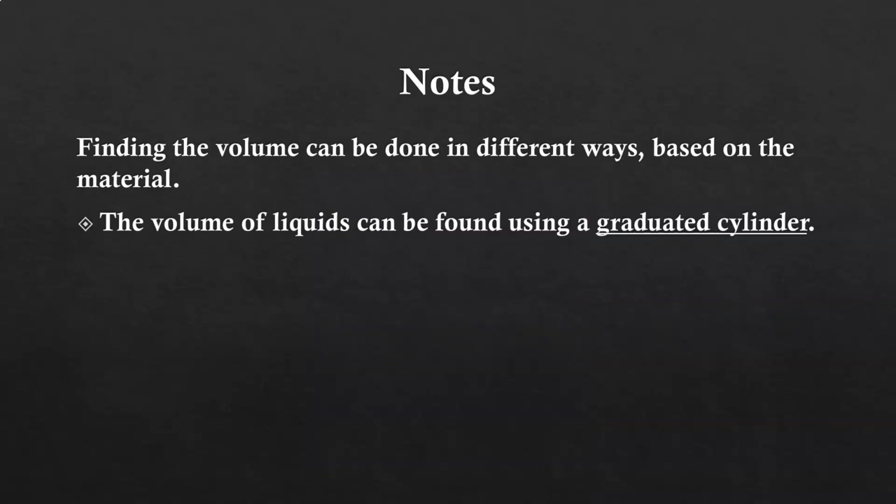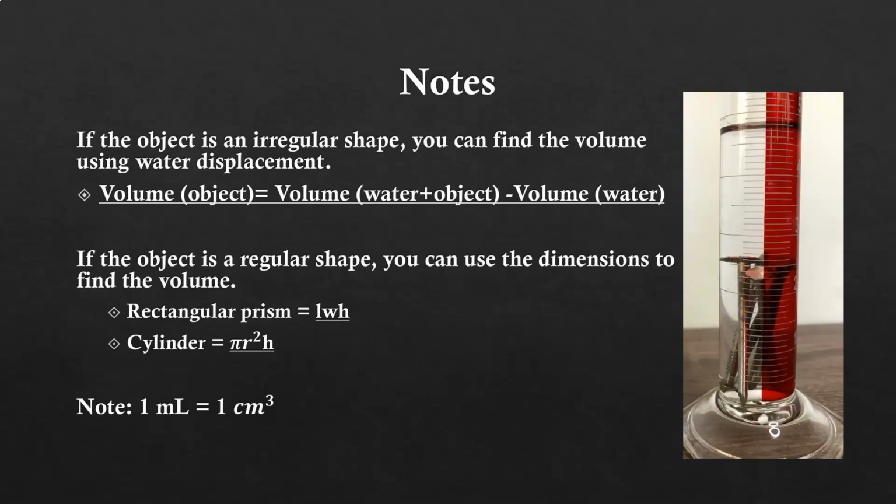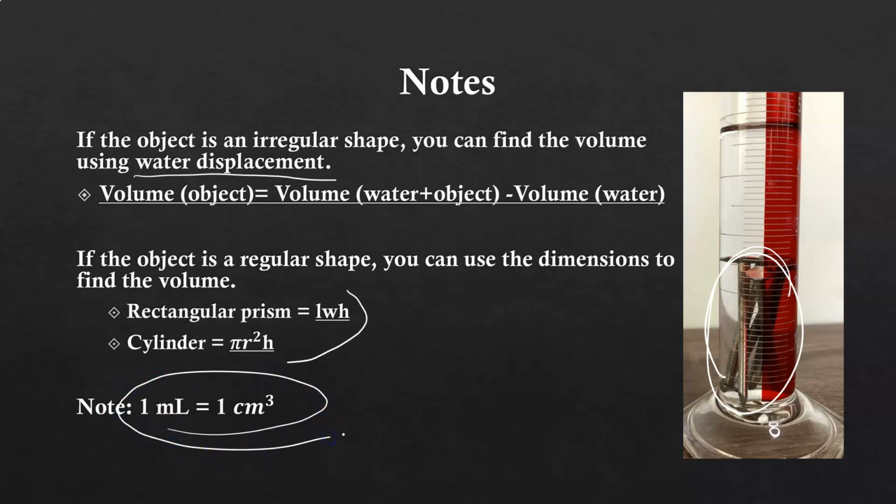To find the volume, you can do it in different ways based on the material. Liquids can be found using a graduated cylinder. You can also do volume displacement, which is this one here, using water displacement. So the volume of the object that is in here is the volume of the water and the object, which is up there, minus the volume of just the water that was originally. You can also use geometric equations here to determine the volume of an object as well. Please note that 1 milliliter is equal to 1 cubic centimeter, so those are interchangeable.